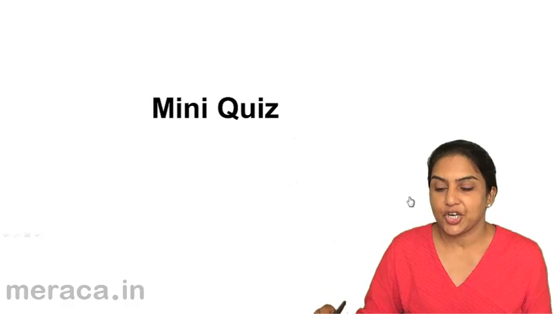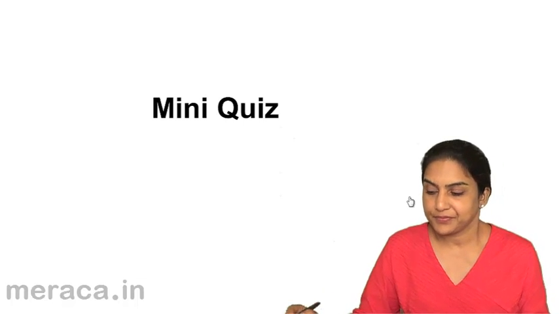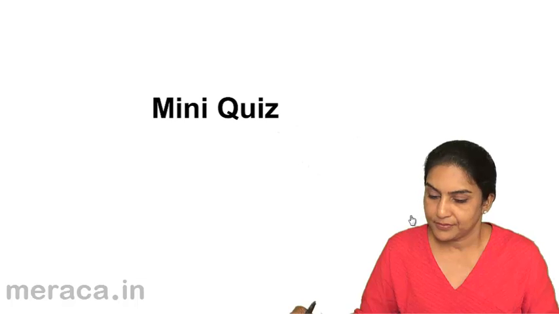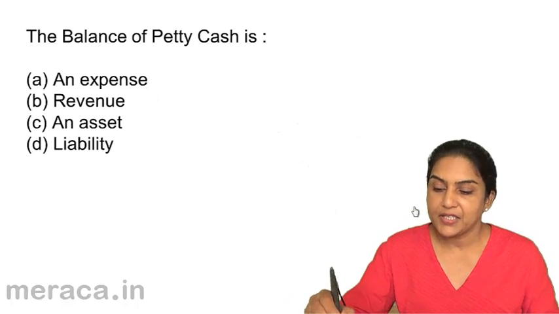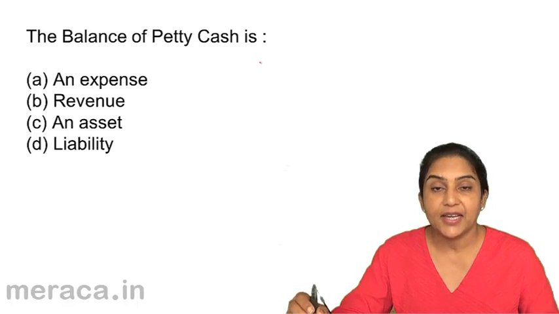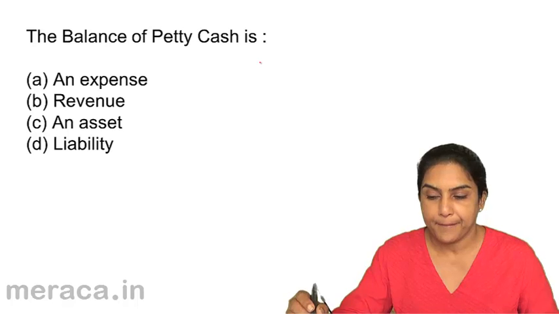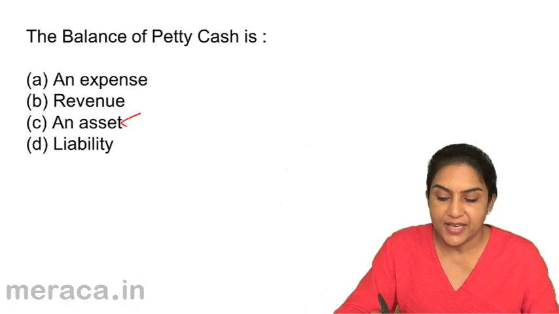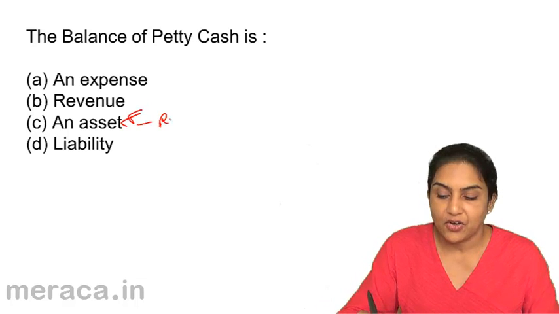Now let us take a short quiz. The balance of petty cash is A, an expense, B, revenue, C, an asset, D, a liability. The balance of petty cash is an asset, or it is a real account.